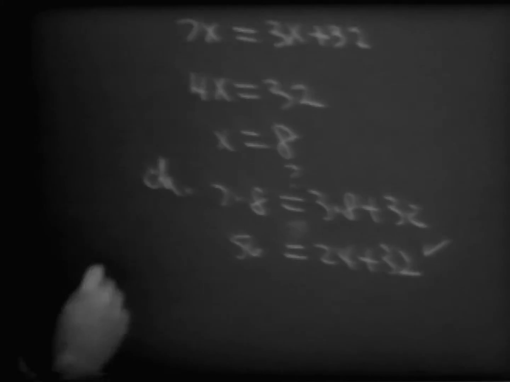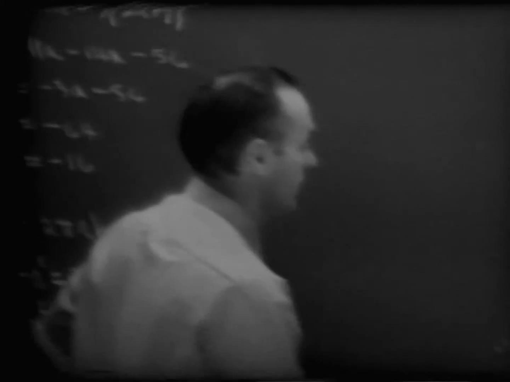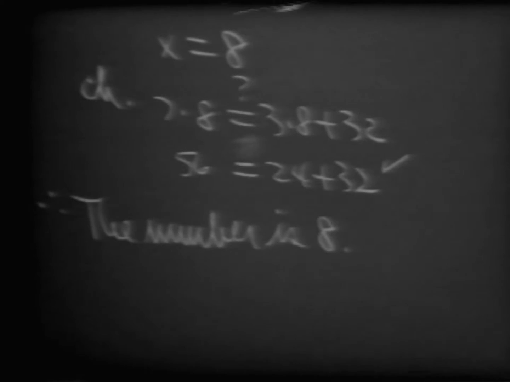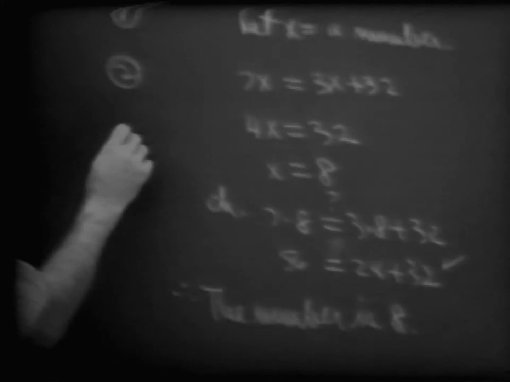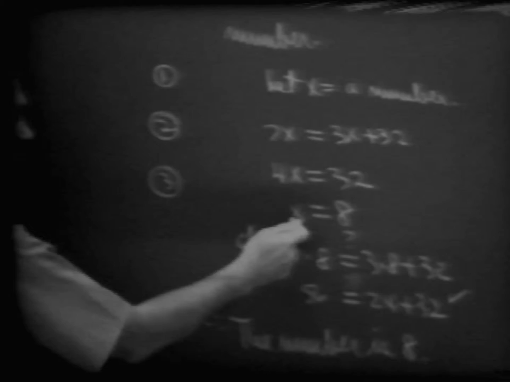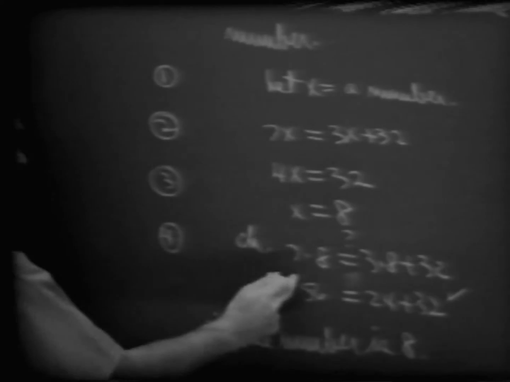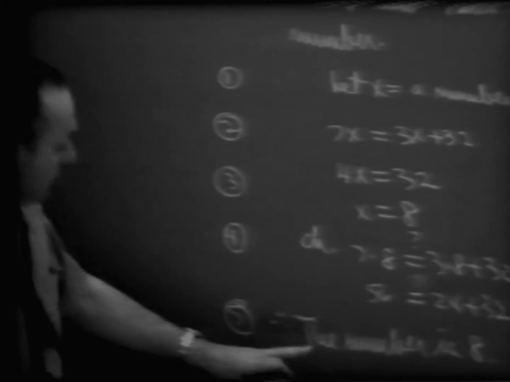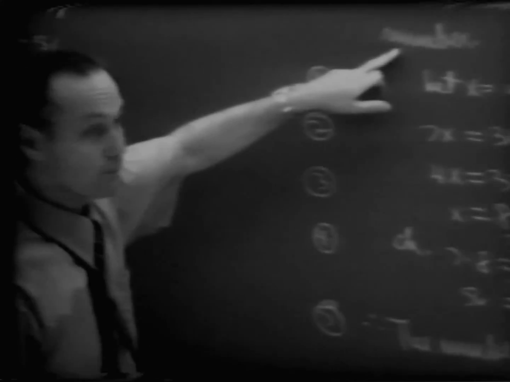It checks. Therefore, we write a conclusion which says what? What do I want to write here, David? The number is 8. The number is 8, all right? And let's indicate our steps. There's our first step. Our second step is to write the sentence. The third step is to solve that equation. The fourth step is to check it in terms of the original conditions of the problem. And our fifth step is to write a sentence, which is our conclusion. We've answered the question that was asked in the problem. Okay? Let's go on to our next example.